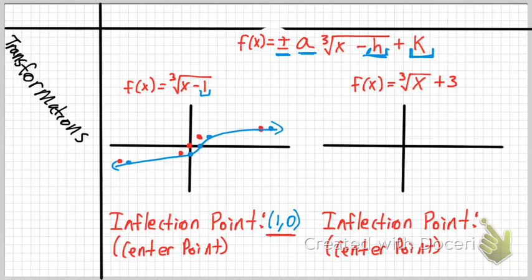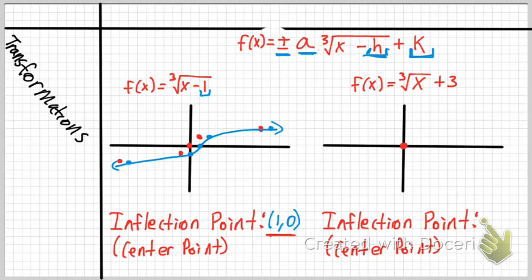We kept the same shape, it just moved over, and now my inflection point, or my center point, is now at 1, 0. All right, and then we can do the same thing here. Now I'm just going to assume, here's what I'm going to do now. I'm going to draw that original center point, but I'm going to shift that, and then everything else will follow it.